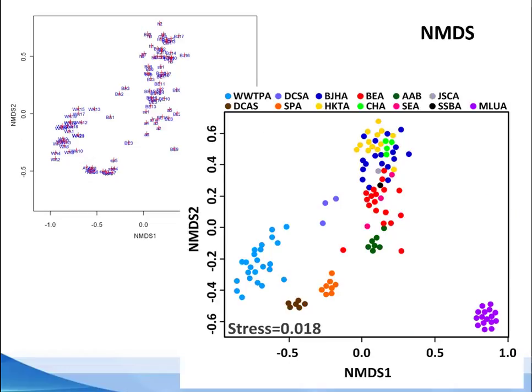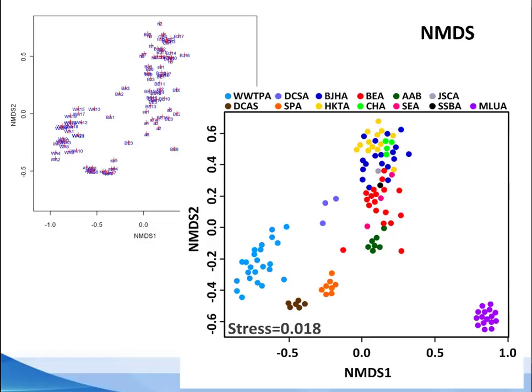This is the non-metric multidimensional scaling result based on Bray-Curtis distance of the distribution patterns of bacterial communities in our 131 different environmental samples. The left figure is the initial result from R, and the right figure is the result after beautification by Microsoft Visio.